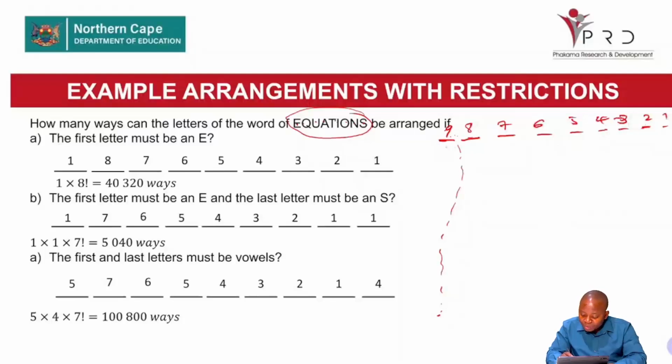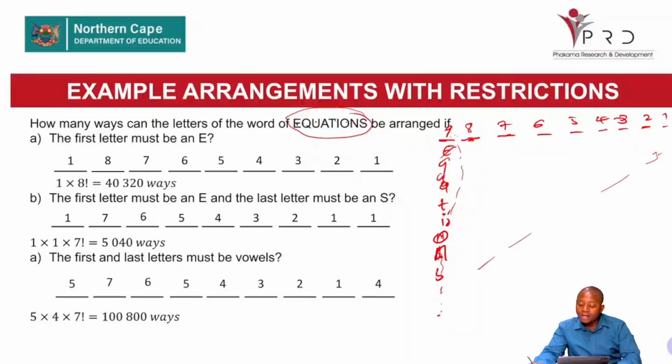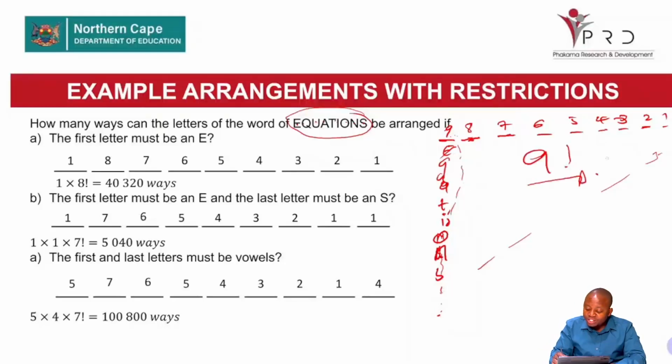So remember it's equations. Just going to make an example with it. Those 9 letters. If I took E, then I'll remain with 8. If I now took Q, I'll remain with 7, continuously like that to go down to 1. So what are we saying? We are saying without any restriction, it was 9 factorial.